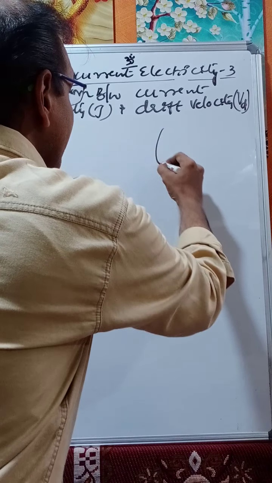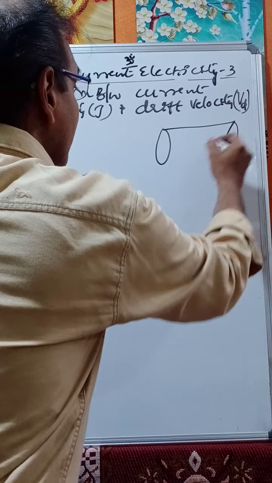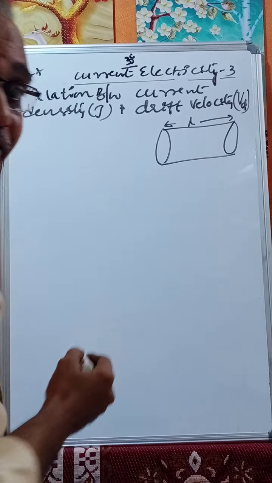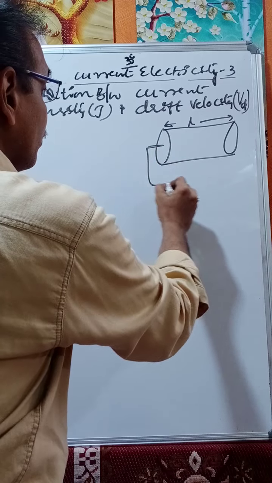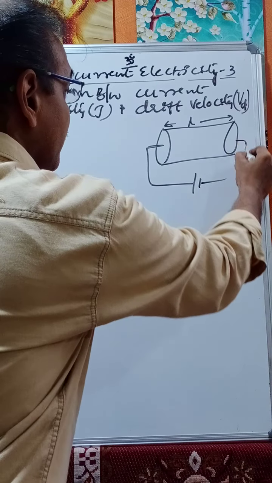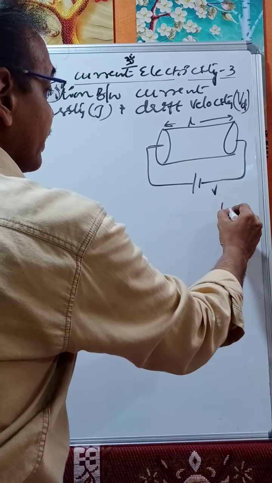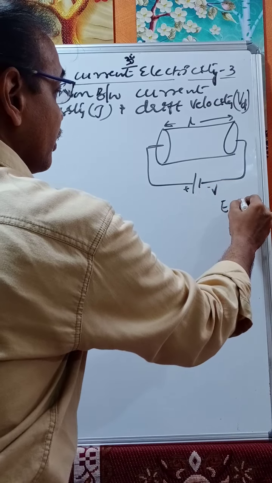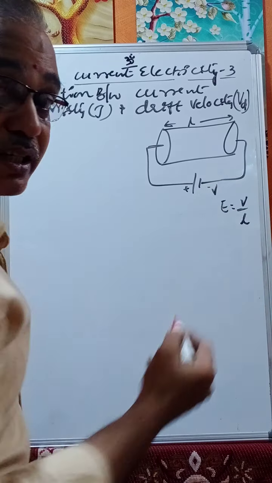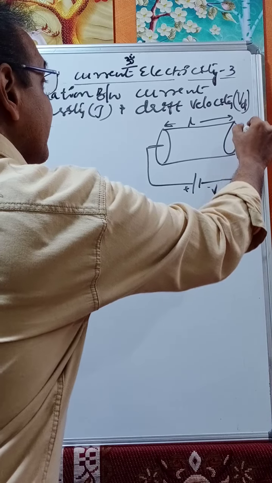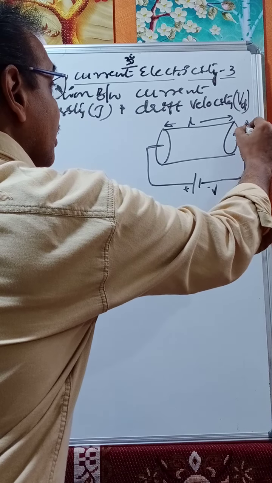Now consider a conductor of cylindrical cross section having length L, to which a potential V is applied. Then what is the electric field developed here? E is equal to V by L, as we discussed in the previous class. Let A be the area of cross section.